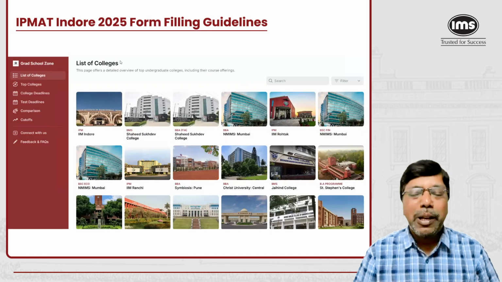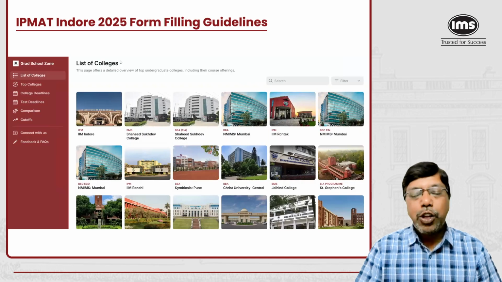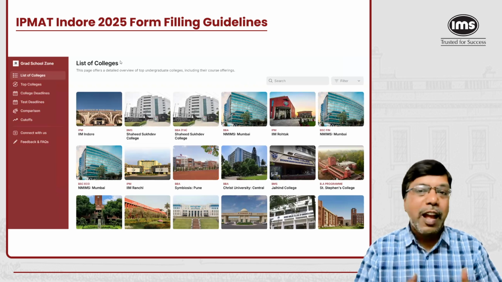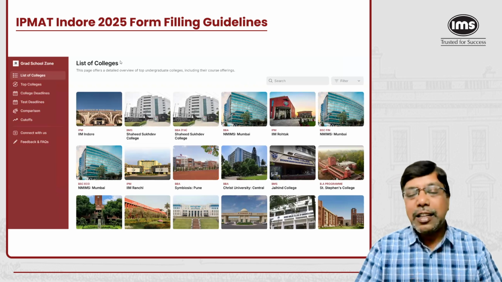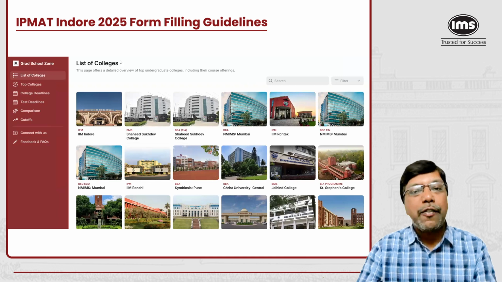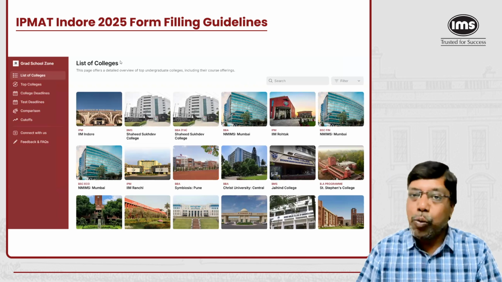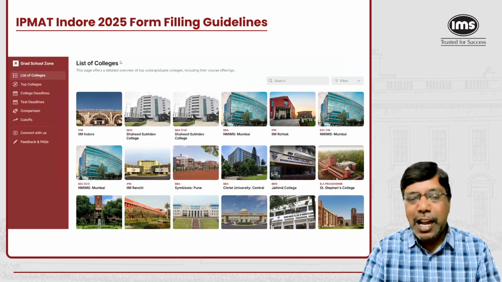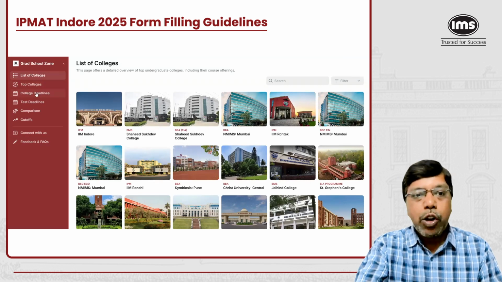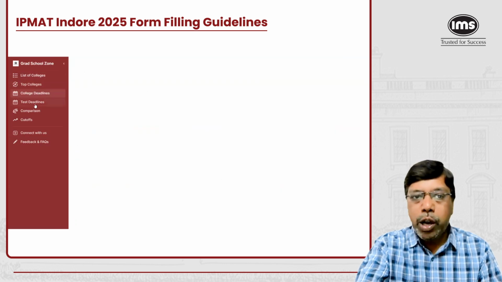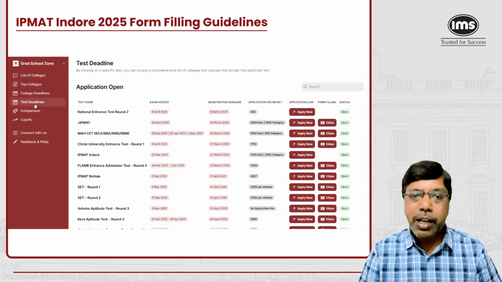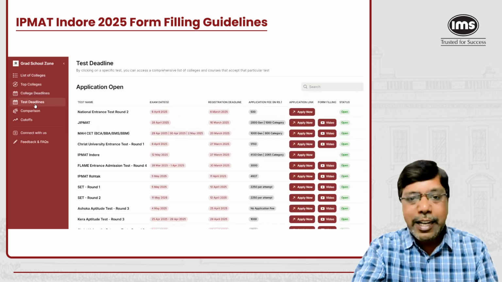Now, to begin the application process, you can do it directly from the grad school zone that we have launched recently. The link for the same is also available on your My IMS homepage. Now, once you come to the grad school zone website, as you see on the screen, click on college deadlines or the test deadlines. Now, since we are applying for IPMAT Indore, you can click on the test deadline.